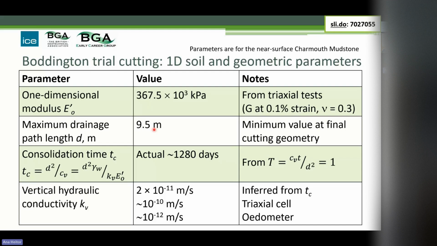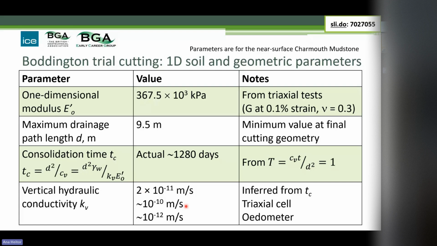Assuming that we've got two-way vertical drainage of that upper band of mudstone, that gives us a maximum drainage path length of 9.5 meters, and the actual consolidation time was about 1,280 days. Now, we know that consolidation is complete when the dimensionless time factor, big T, which is CvT over D squared, where Cv is the consolidation coefficient, which is kE'0 over gamma w, T is the elapsed time, and D is the drainage path length, is equal to 1. So if we put that back in, we can infer a field vertical permeability of about 2 times 10 to the minus 11 meters per second.